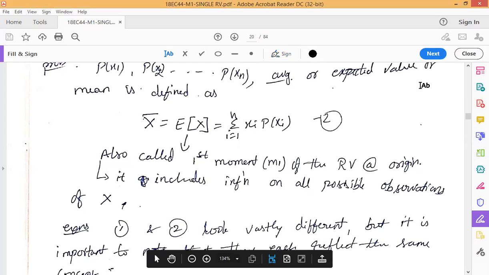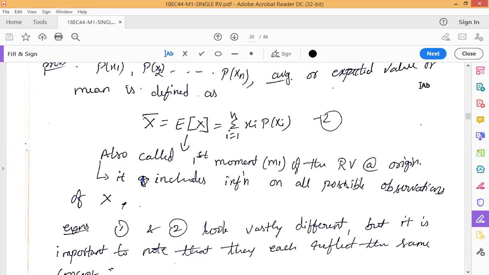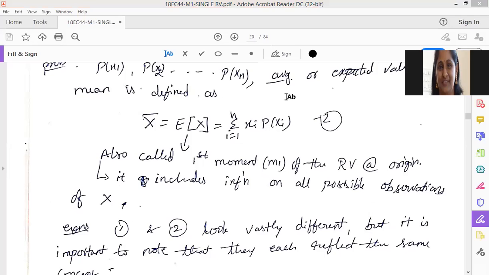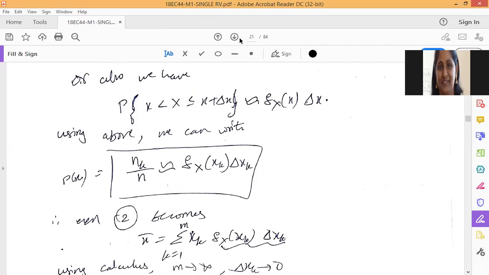For the discrete random variable, we have seen the equation of the expectation. The first moment, m1 about the origin, is considered as the mean. It is defined as x bar is equal to summation xi p of xi, where i takes the value from 1 to n. So this is the equation for the mean.